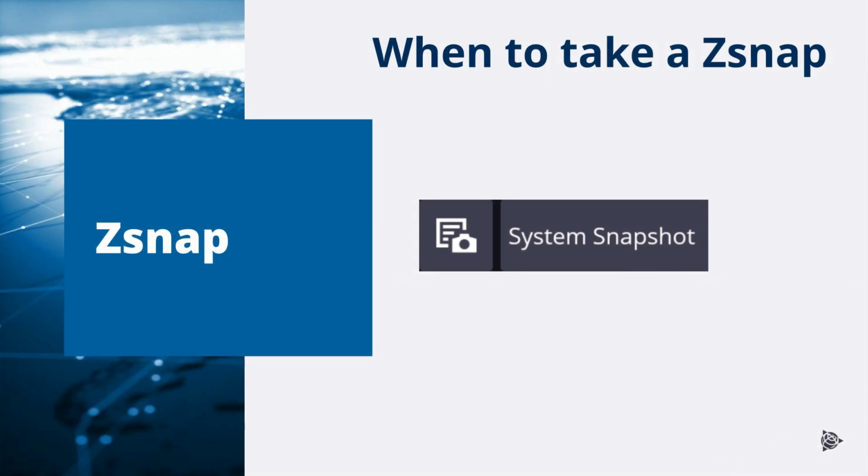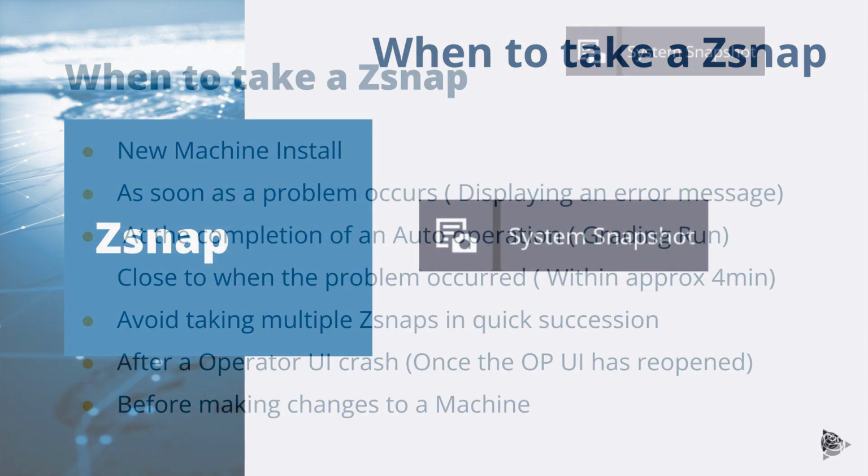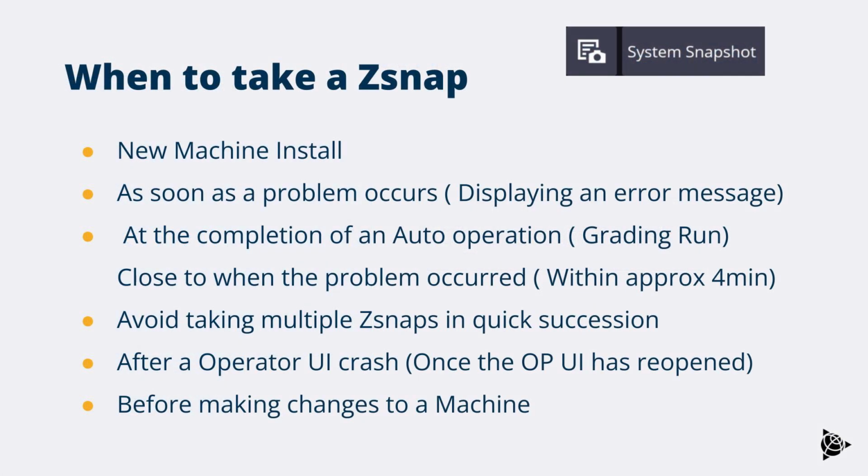When to take a Zsnap. New machine installs. This can be helpful for future troubleshooting. As soon as a problem occurs, capturing any display error messages. At the completion of an auto operation or grading run, within approximately 4 minutes of the problem occurring.